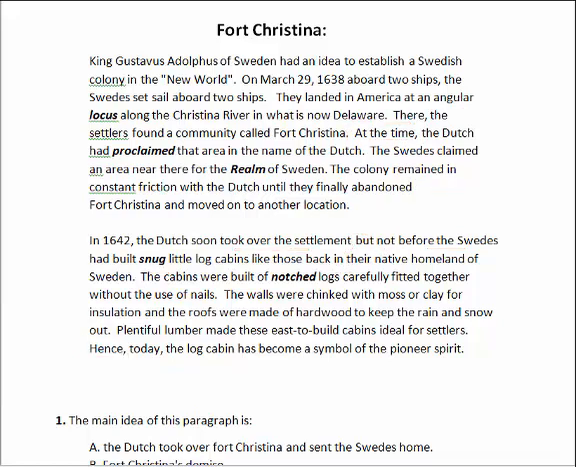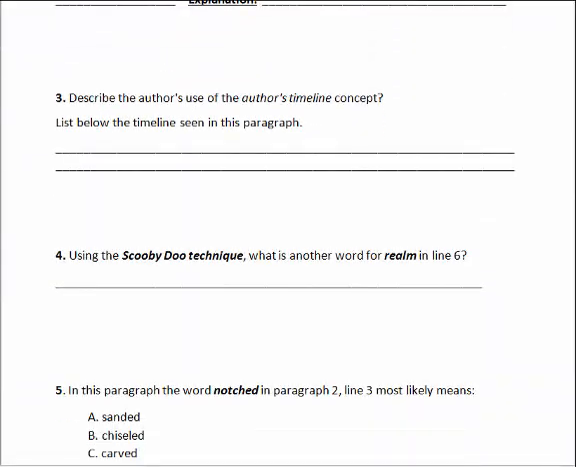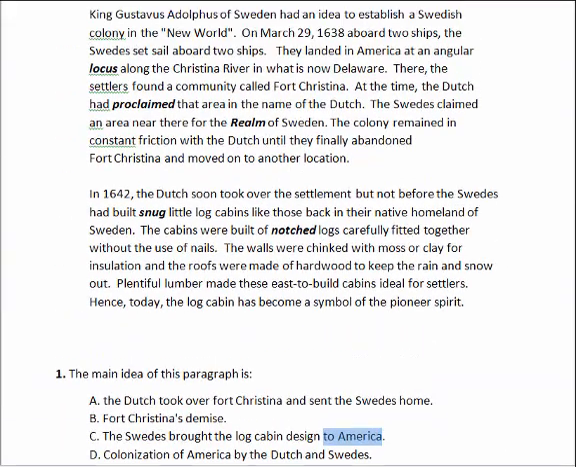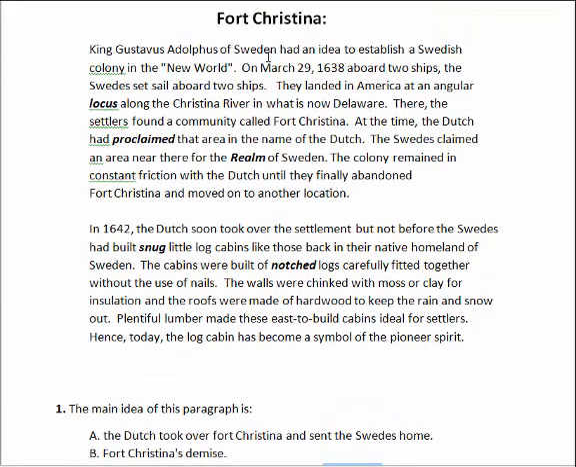Number 2. Let's go ahead and take a look at 3. Describe the author's use of the timeline. If you come over here, you see that the author talks about background information the king wanted to establish, and then sent over the people in 1638. They landed, they made a fort, and then in 1642, the Dutch took over the settlement, and then they had log cabins there. And then it says, today, log cabins are part of being a symbol for the pioneer spirit. So you can kind of see the timeline on there.